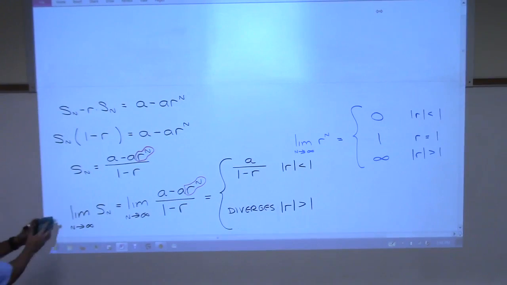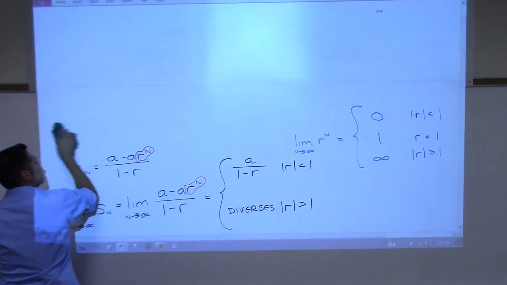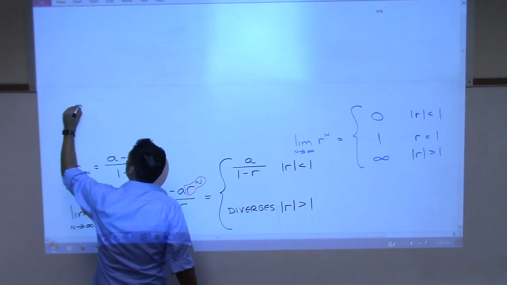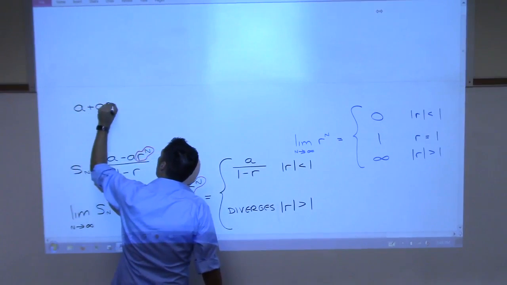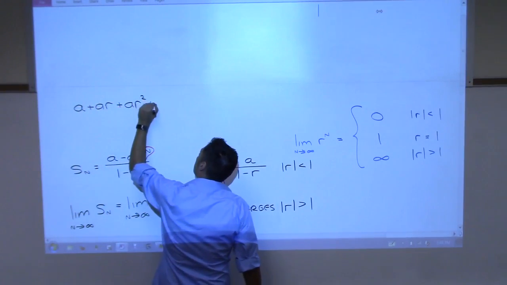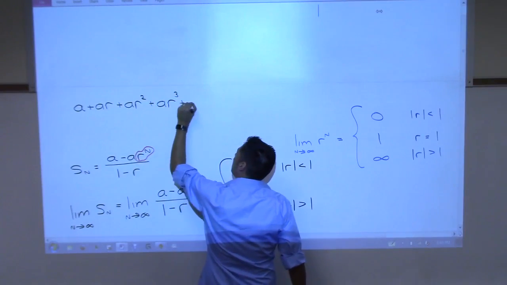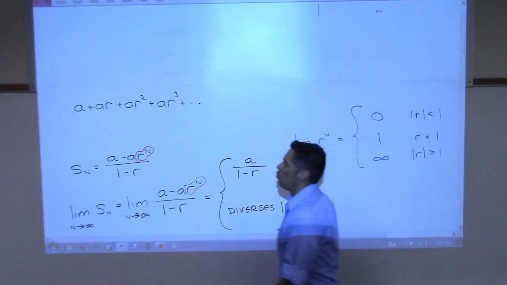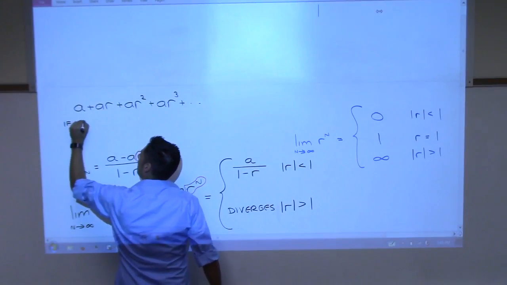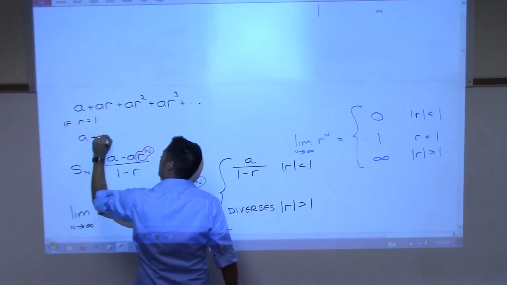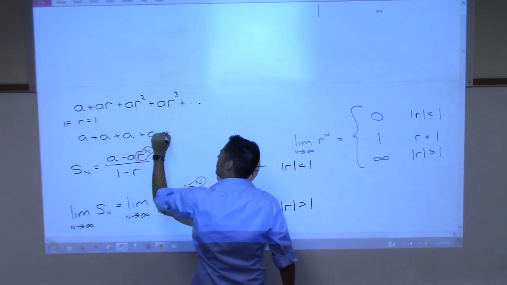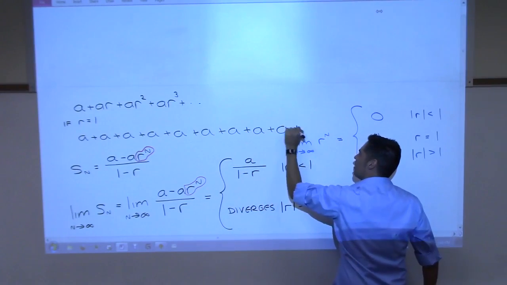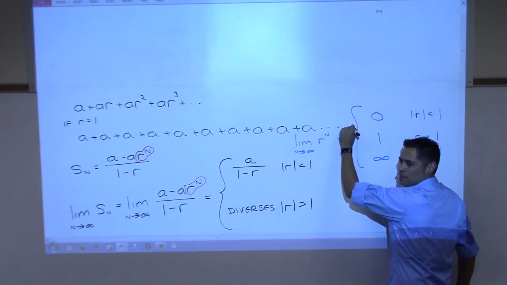The formula breaks down. But to take care of the case that r is 1, just go back to the formula for a geometric series. Didn't I say it was a plus ar plus ar squared plus ar cubed plus dot, dot, dot? What if r is 1? If r is 1, then isn't this a plus a plus a plus a plus a plus a plus a plus a plus a plus a plus, right? Forever.